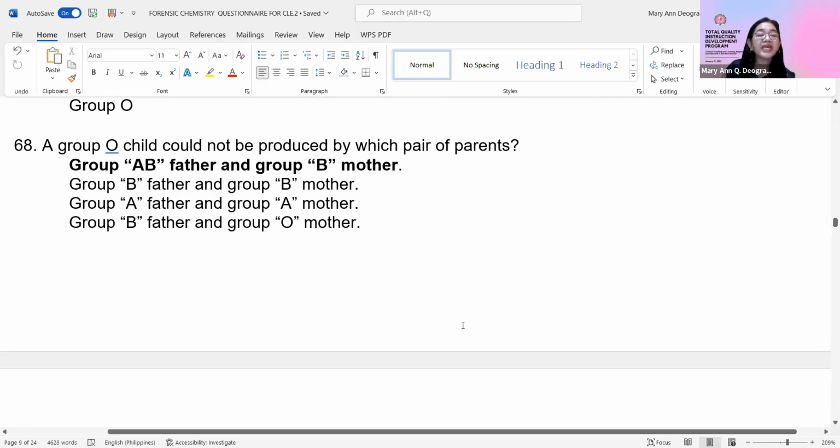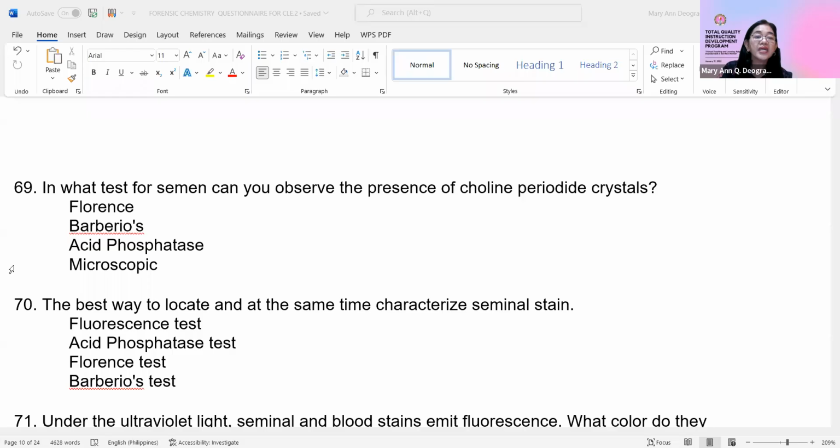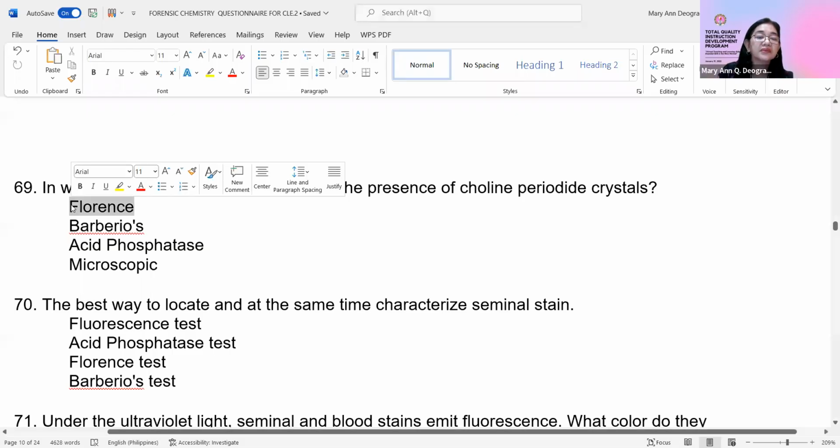Alright, number 69. In what test for semen can you observe the presence of choline iodide crystals? So, i-cross out na natin si microscopic. I-cross out na natin si acid phosphatase. Dalawa na lang yung pagpipilian natin. Anong sagot nyo dyan sa A and B? It's Florence. So, choline iodide is the positive result of Florence test. Ayan.